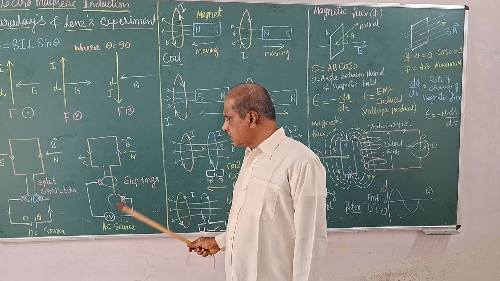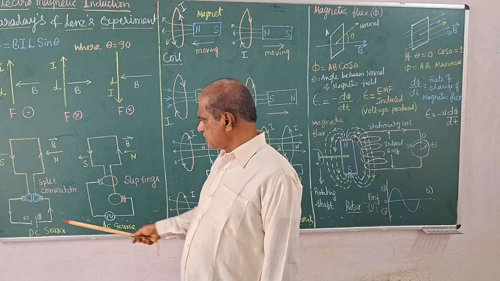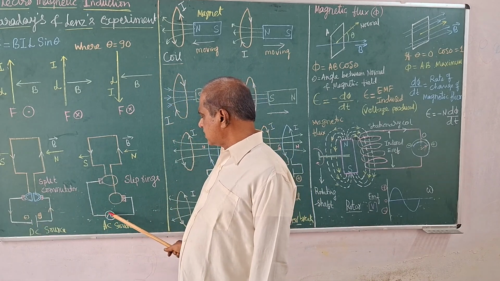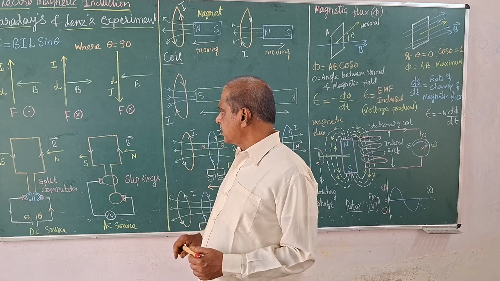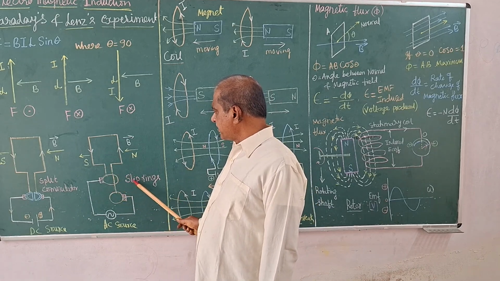Suppose we have AC current like this. AC current alternately changes, plus and minus, oscillating. If that is the case, we need this design: slip rings.